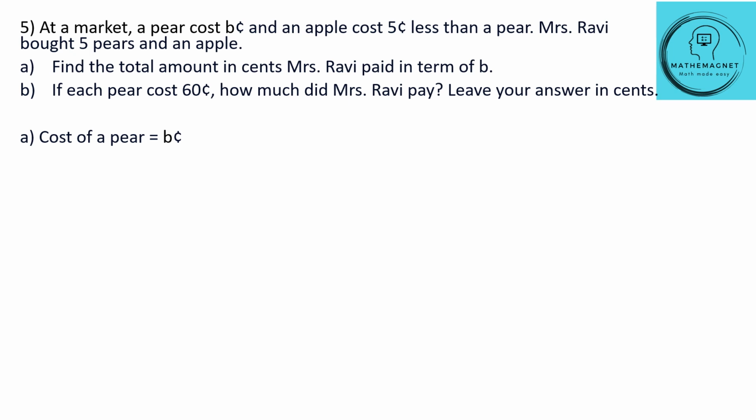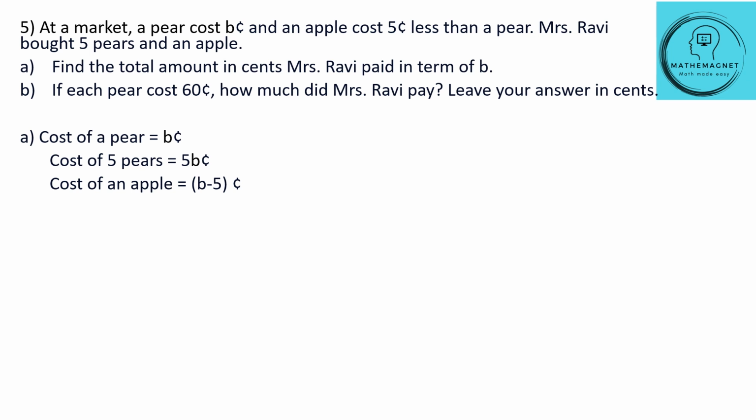Let's see how to solve question A. We know the cost of a pear is B cents. The cost of 5 pears will be 5B cents. Correct? If one pear costs B cents, 5 pears will cost 5B cents. The cost of an apple will be B minus 5 cents because the question says an apple costs 5 cents less than a pear.